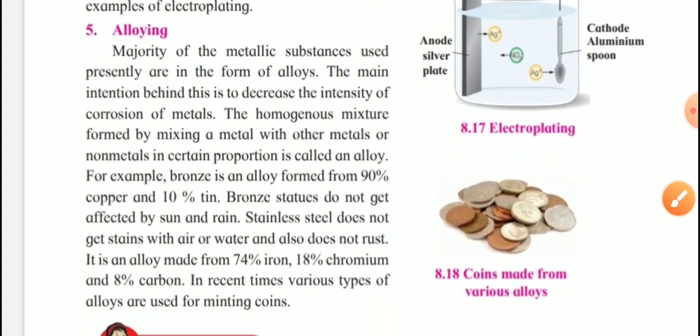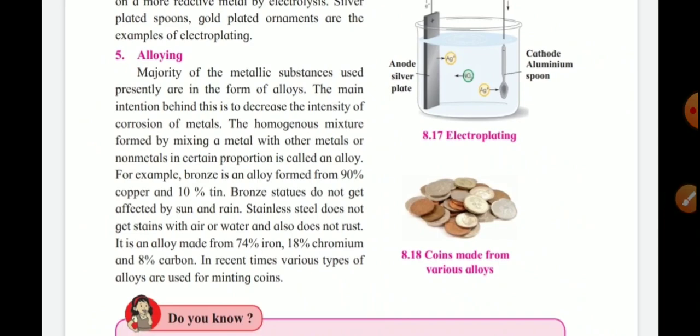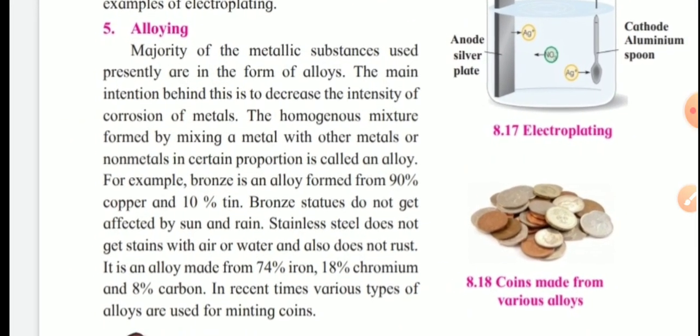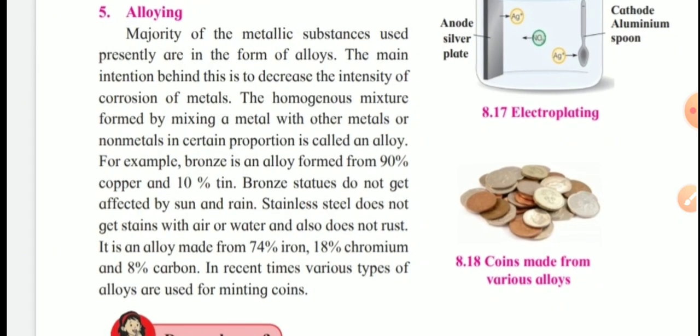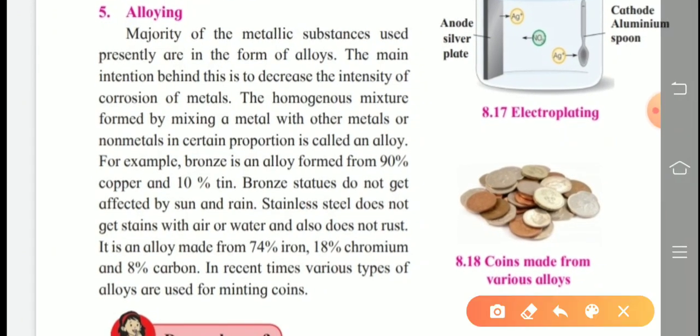Next, define alloy and its uses. Write a short note on alloying. The majority of the metallic substances used presently are in the form of alloys. We know the meaning of alloy from the previous standard also. The main intention behind this is to decrease the intensity of corrosion of metals. So mark the definition of alloy.